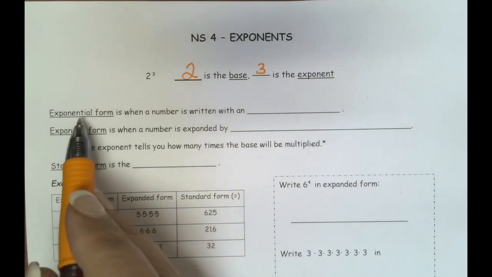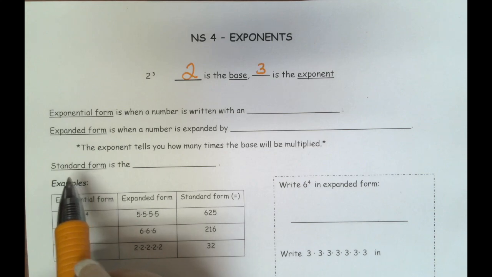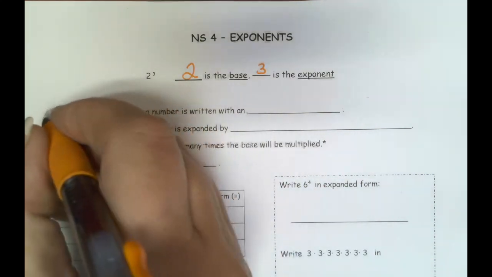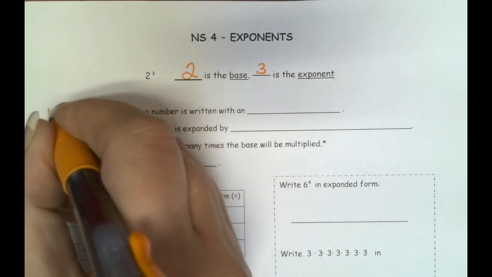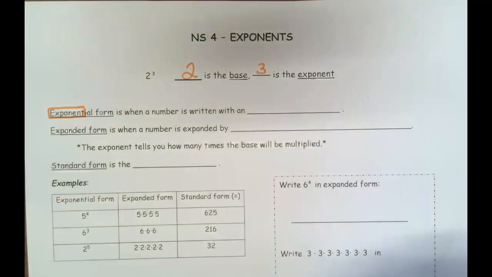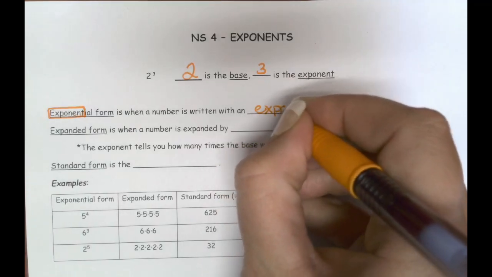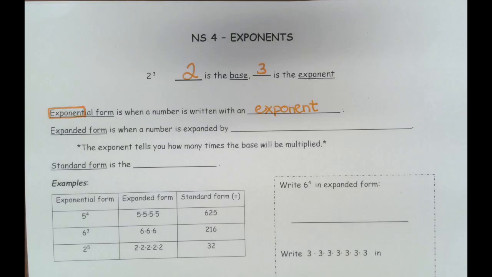All right, so exponential form, expanded form, and standard form. These are the 3 different forms we're going to be converting between with our numbers. So exponential, I'm going to bring your attention to the first part of this word. You see the word exponent. So that is where the number is written with an exponent. Exponential form, you're writing the number with an exponent.